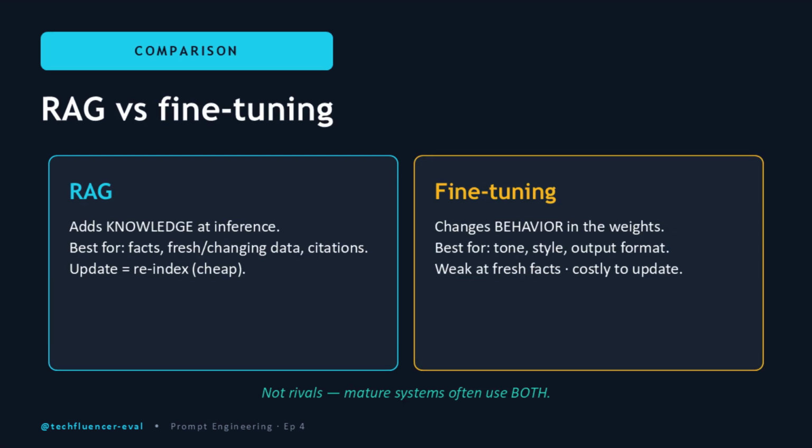A question you'll always get: RAG or fine-tuning? RAG injects knowledge at inference, best for facts, fast-changing data, and when you need citations. Fine-tuning bakes behavior into the weights, best for tone, style, and output format. But it doesn't reliably add fresh facts, and it's costly to update. They're not rivals. Mature systems often use both.